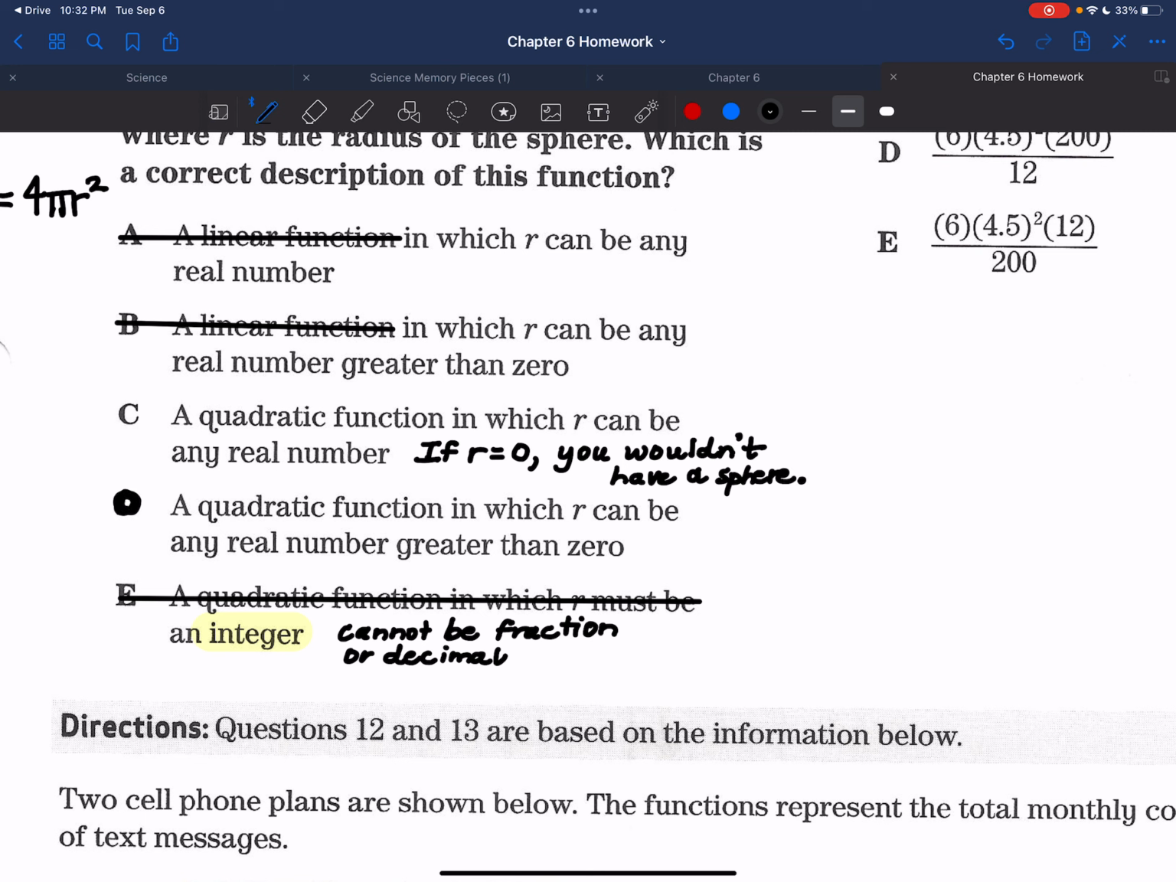You can use any real number. It can be a decimal, a fraction, whatever, but it has to be more than 0, or you wouldn't have a sphere to work with. There would be nothing there.